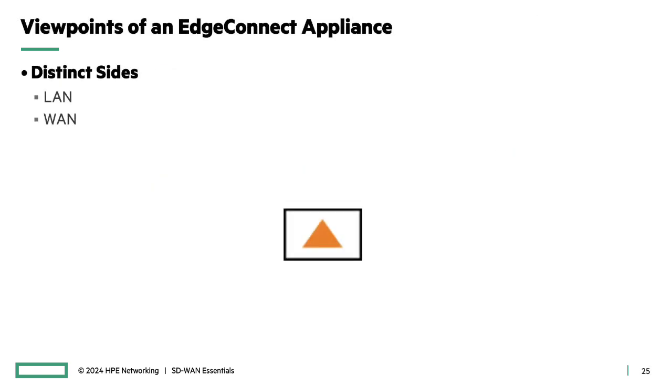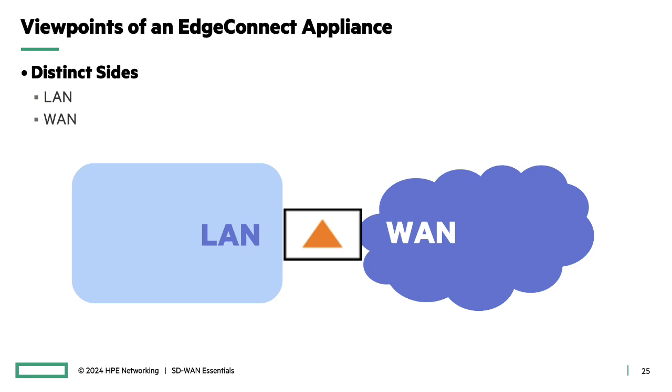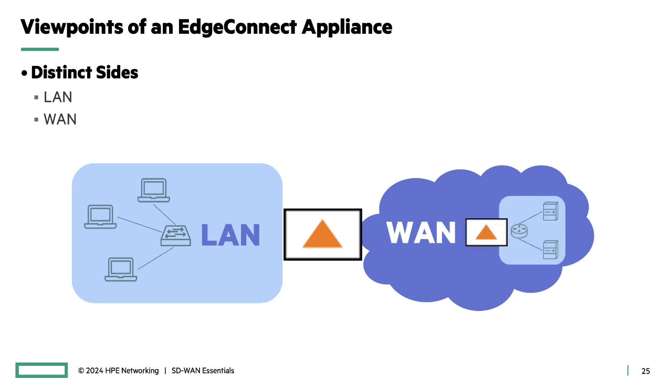Here I'd like to discuss the various viewpoints one can have with respect to the EdgeConnect appliance illustrated. Unlike a traditional switch or router, an EdgeConnect has a very defined set of interface sides, LAN and WAN. LAN is self-explanatory, it's all the devices on your local area network. WAN is everything else on the other side. Note that it also includes other sites in your SD-WAN which exist out on the internet.